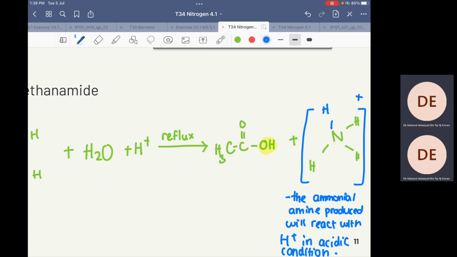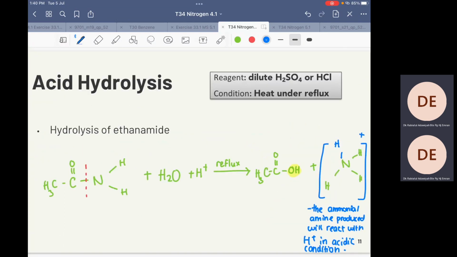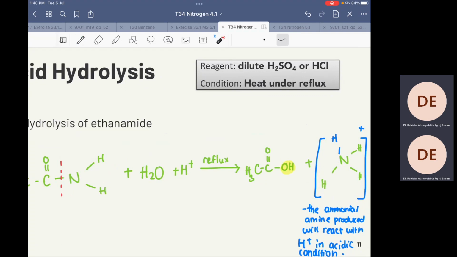Okay, so this works for any amides, really, primary, secondary, or tertiary amides. You will form the relevant carboxylic acid and also the relevant ammonium salt. Now, why do they say ammonium salt? Because in my equation, I have written it as H+. But if I use HCl, which is a hydrochloric acid, the ammonium ion will combine to become an ammonium chloride. That's the only difference, okay? So ammonium ion, when it has a counter anion, it will form a salt.